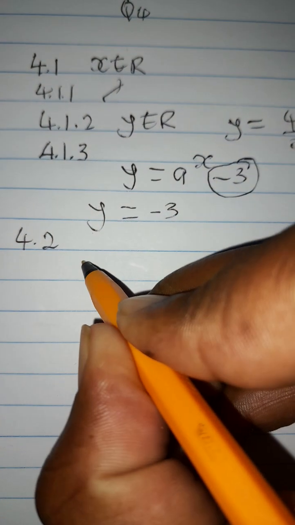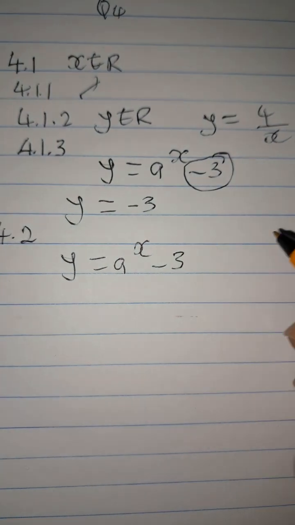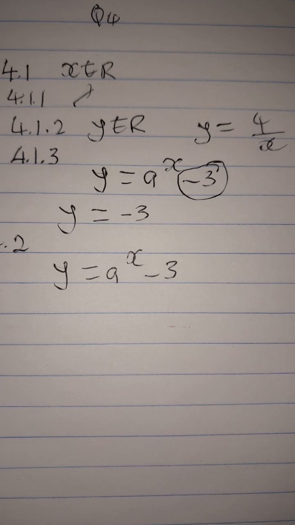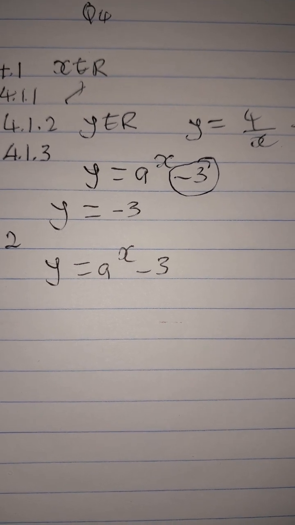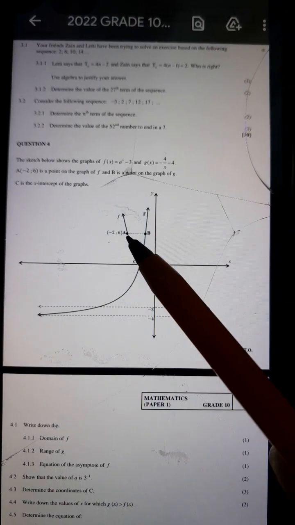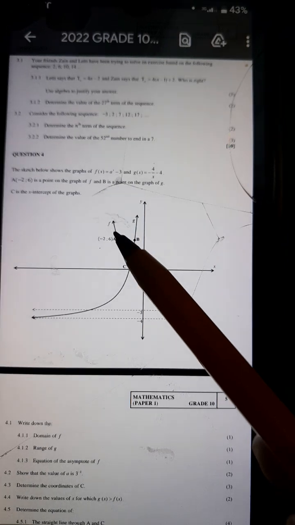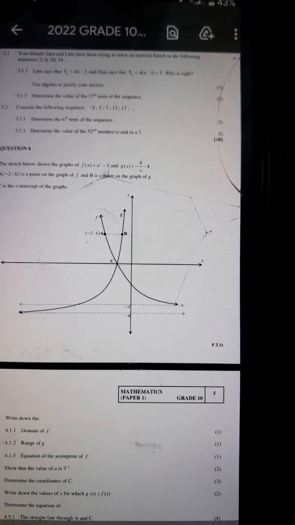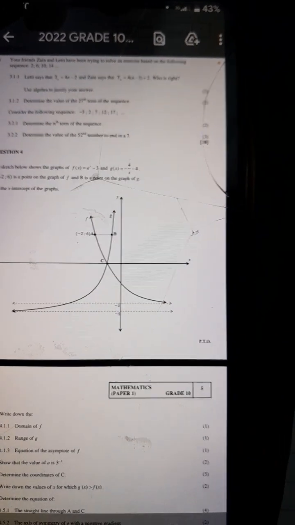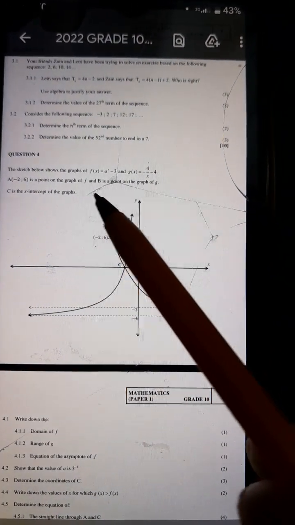At 4.2, remember we are given a to the power of x minus 3. So there's a point at A that is lying there. Let's see what other points we can use to find a. The other point that I'm talking about is (-2; 6), guys. We can't use C because we don't know C, but we know A. We can use what is given there, which is (-2; 6), since they said A is a point on the graph of f.